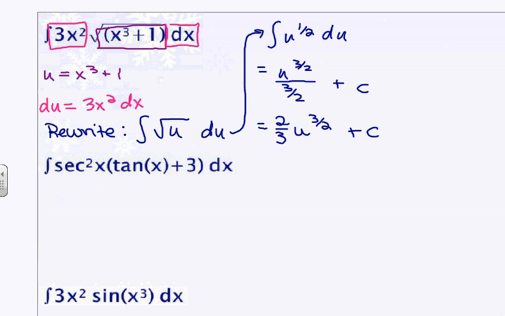So there is our answer in terms of u. If there's any sort of simplifying, you always want to do it in terms of u because it'll be easier when you have u's in there rather than another function. And then the very last step, we go ahead and plug back in for u. So this will equal 2/3, and in place of u, we plug back in x cubed plus 1. That's to the 3/2, and then plus c.